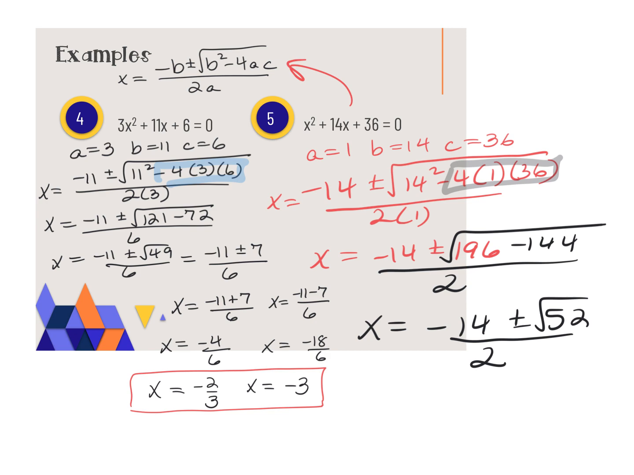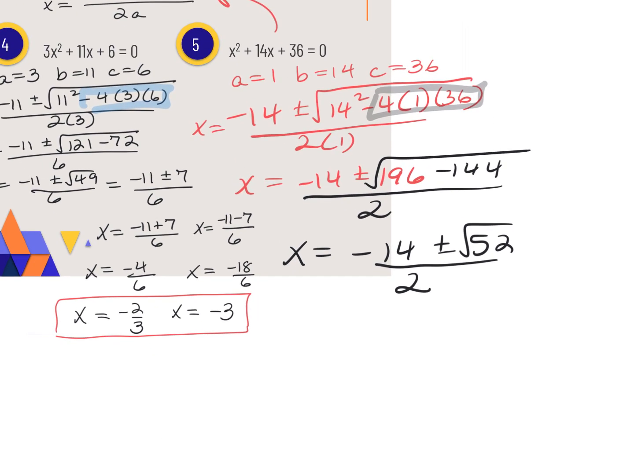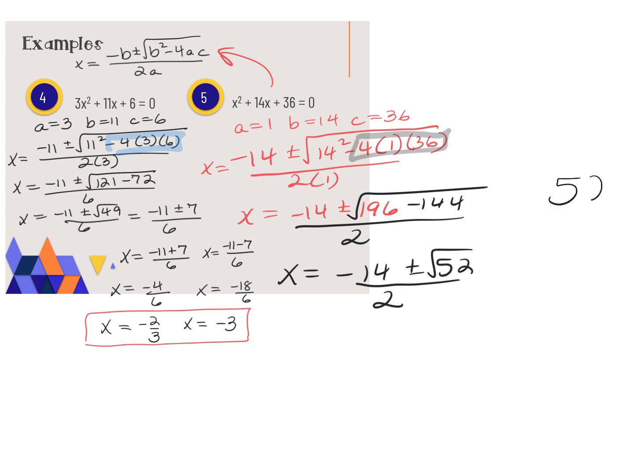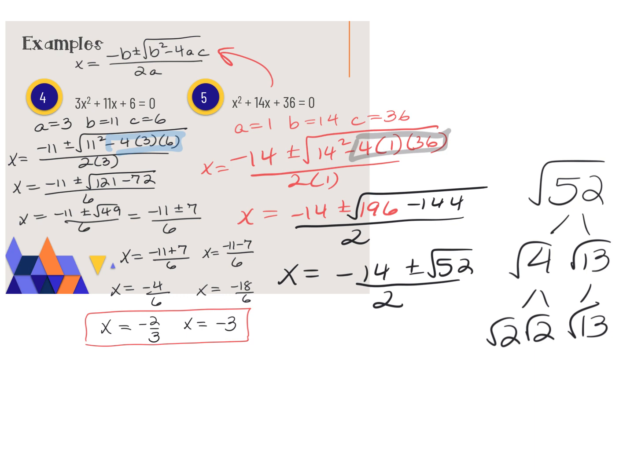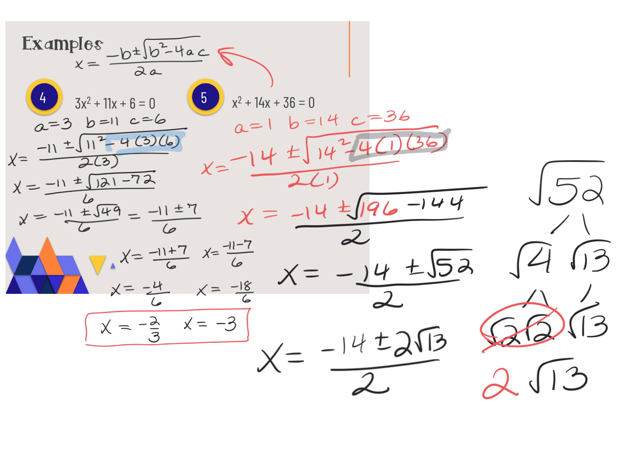Do not try to simplify the 14 and the 2 yet. You need to break down the 52 first. So factor tree. This is 4 times 13. You could have also done 2 times 26, but then keep breaking it down. So then 2 and 2. 13 actually can't be broken down any further, so just bring it down. I got a pair of 2's. A 2 comes out. 13 didn't have a pair. It stays underneath. So x equals negative 14 plus or minus 2 square root 13 over 2.